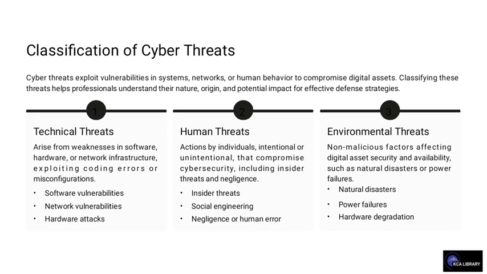Technical threats arise from weaknesses in software, hardware, or network infrastructure, exploiting coding errors or misconfiguration, and this can be software vulnerability, network vulnerability, or hardware attack. Human threat is an action by an individual, intentional or unintentional, that compromises cybersecurity. These include insider threats, social engineering, and negligence or human error.